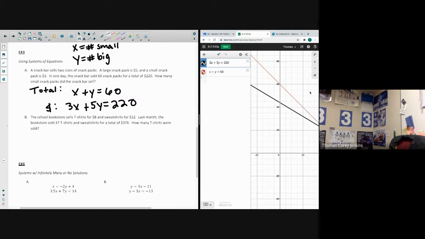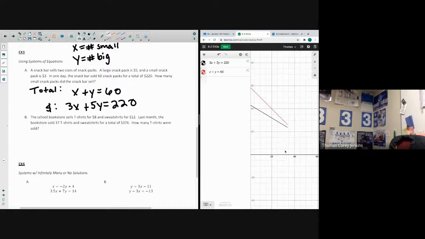All right, so as you can see, I have both equations typed in. x plus y equals 60, 3x plus 5y equals 220. And now my point of intersection is off my graph a little bit, but you can always grab the screen and move it around. Desmos is really user-friendly. So it looks like they intersect at (40, 20).